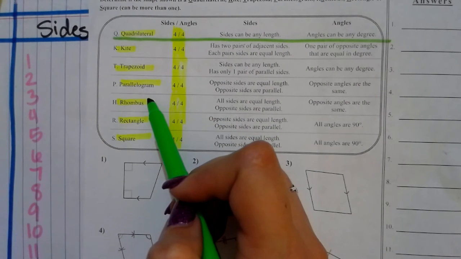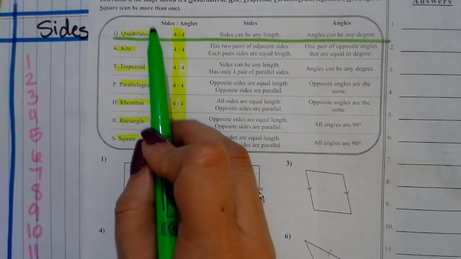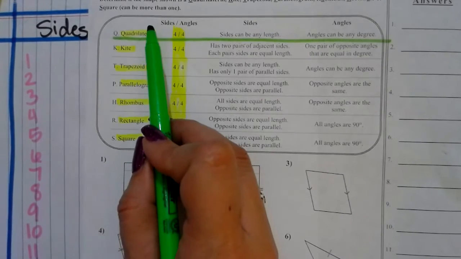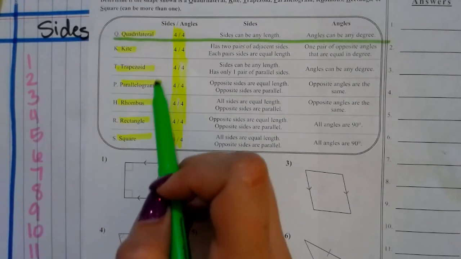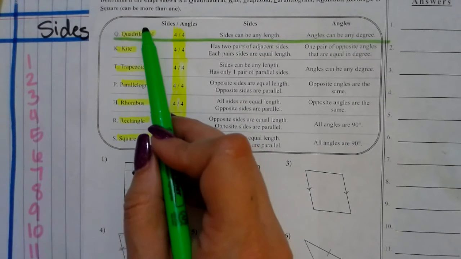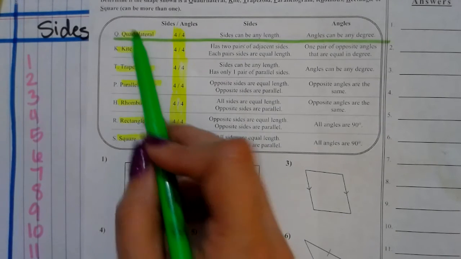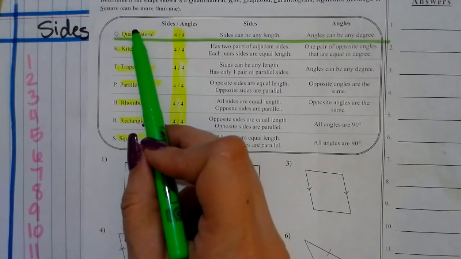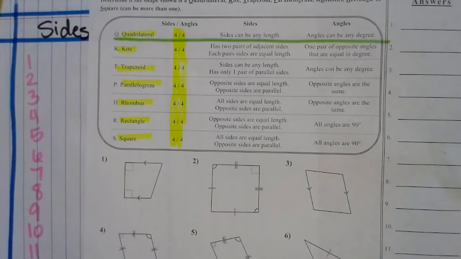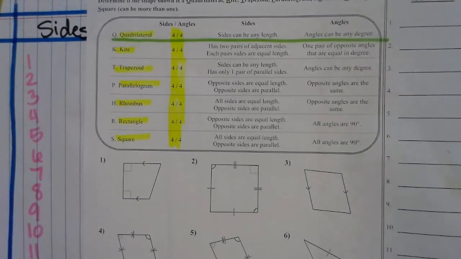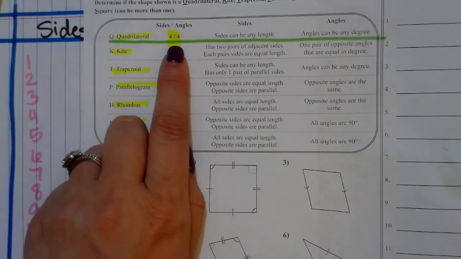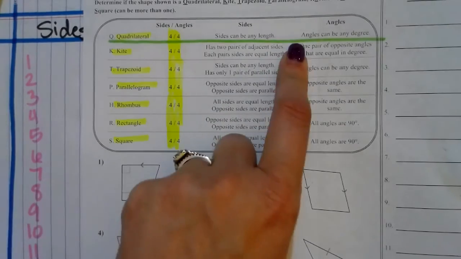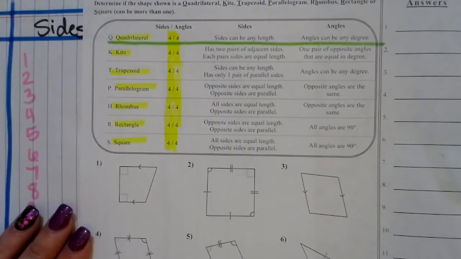So here's the deal. Maybe it's a quadrilateral and a kite, or a quadrilateral and a trapezoid, or a quadrilateral and a parallelogram, or a quadrilateral and a rhombus, or a quadrilateral and a rectangle, or a quadrilateral and a square. So that's your hint. All right. Because 4 sides, 4 angles, sides can be any length, angles can be any degree. So I'm going to show you the picture.